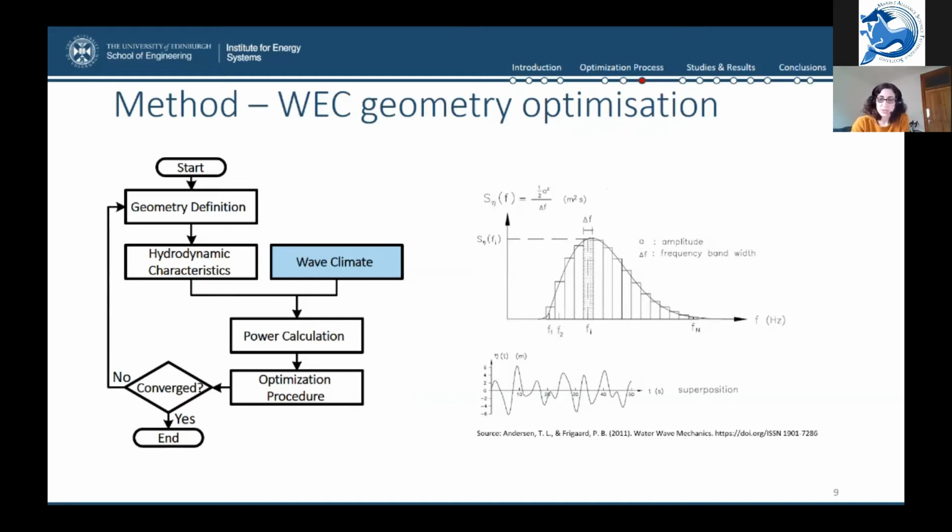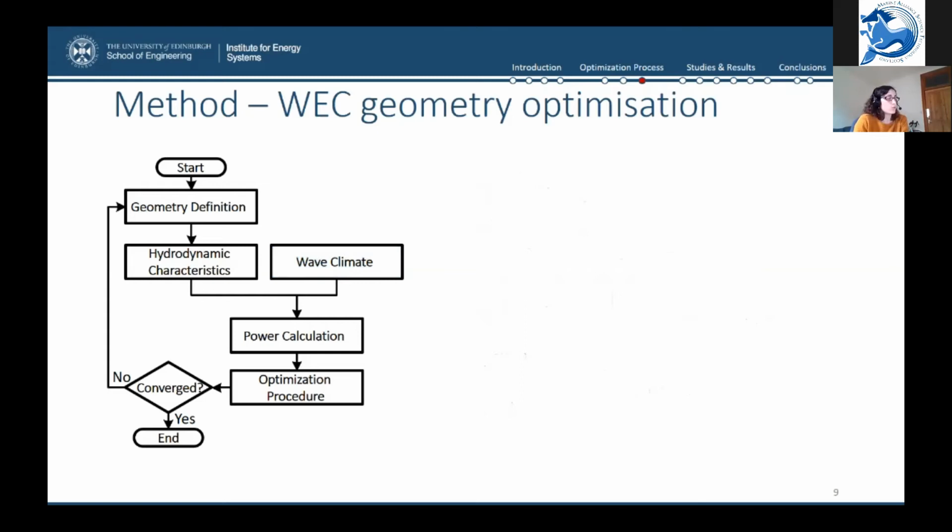And the location that I used for this study was mainly a location of the Shetland Shelf, although I did consider other locations, but the results that we will see today are for this location of the Shetland Shelf. So once I have a geometry, I know how it behaves in waves, and I know where I want to place it, I can calculate how much power it can extract at this location.